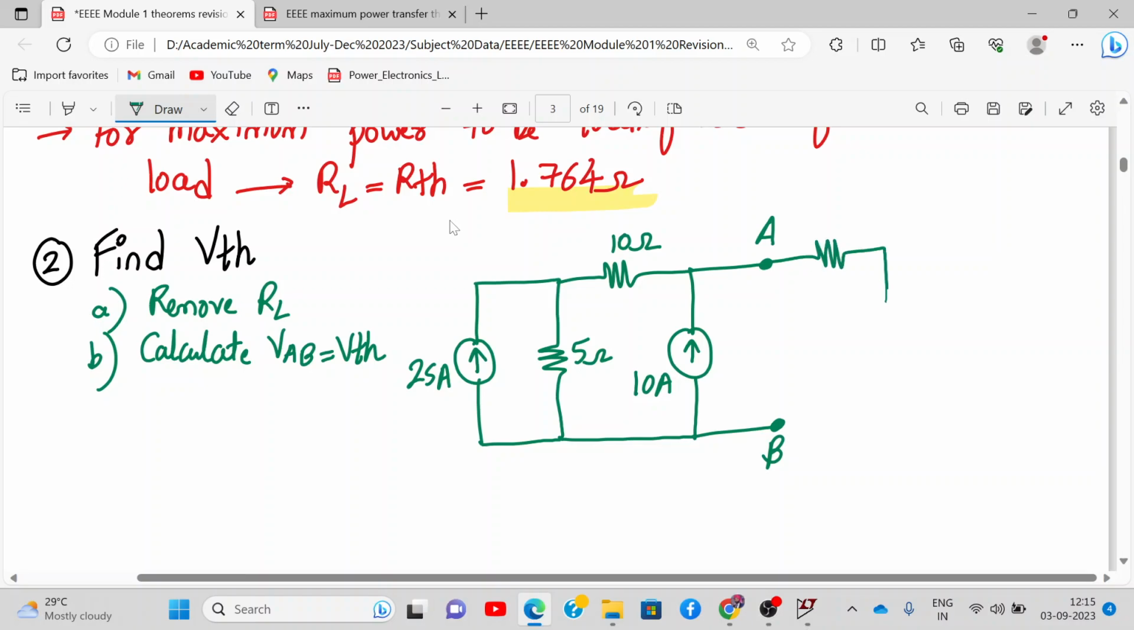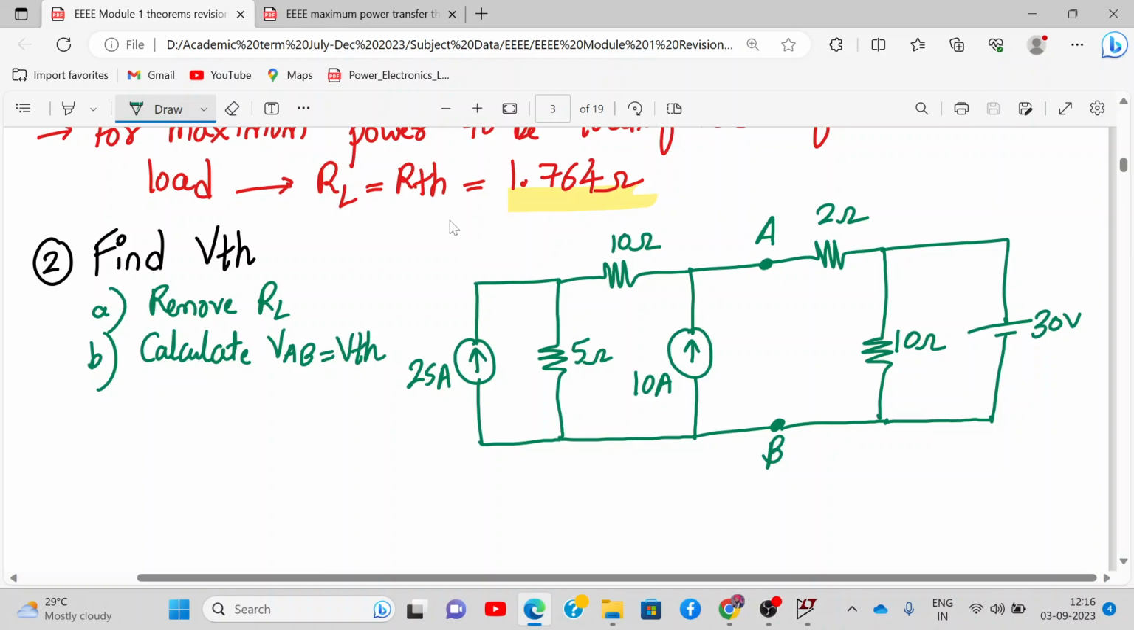Then 2 ohm. Just cross check the values from the main numerical. Are these the values? And this is 30 volt. This is 2 ohm. Just confirm the circuit. All the values are fine. It matches with the main circuit. I've just removed RL. That's it. Correct?